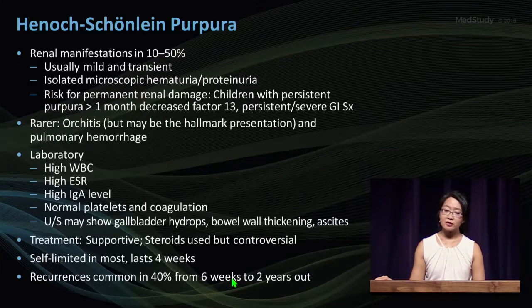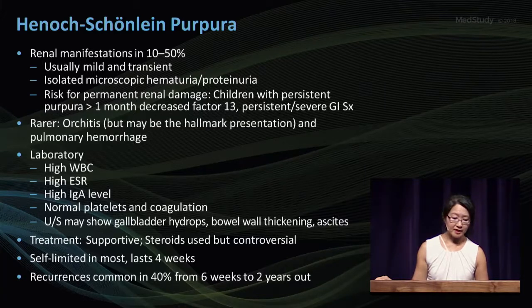Renal manifestations can occur in 10 to 50% of patients. They can have microscopic hematuria. And there is a risk for permanent renal damage. It's rare, but it can occur.